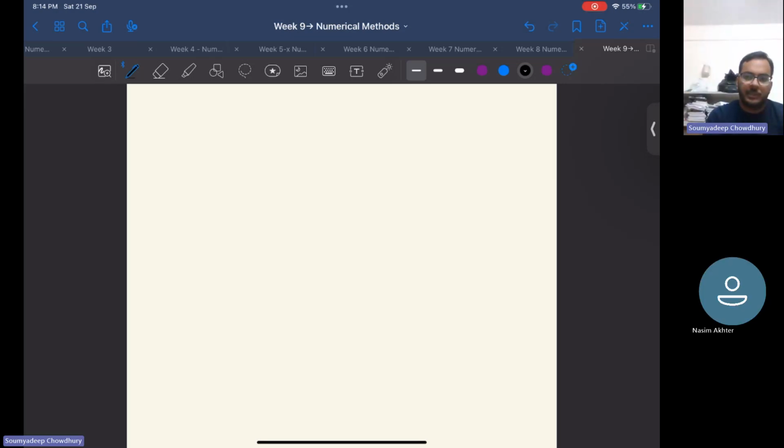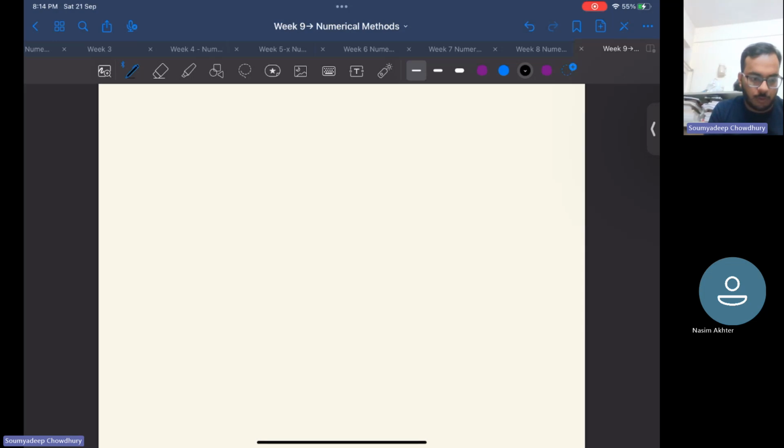Okay, so now we will see the Simpson's 1/3 and the Simpson's 3/8 rule. How do we find the error? In Simpson's 1/3 rule, first we'll see the normal Simpson's 1/3 rule, then we will reduce h and see what happens. Okay.